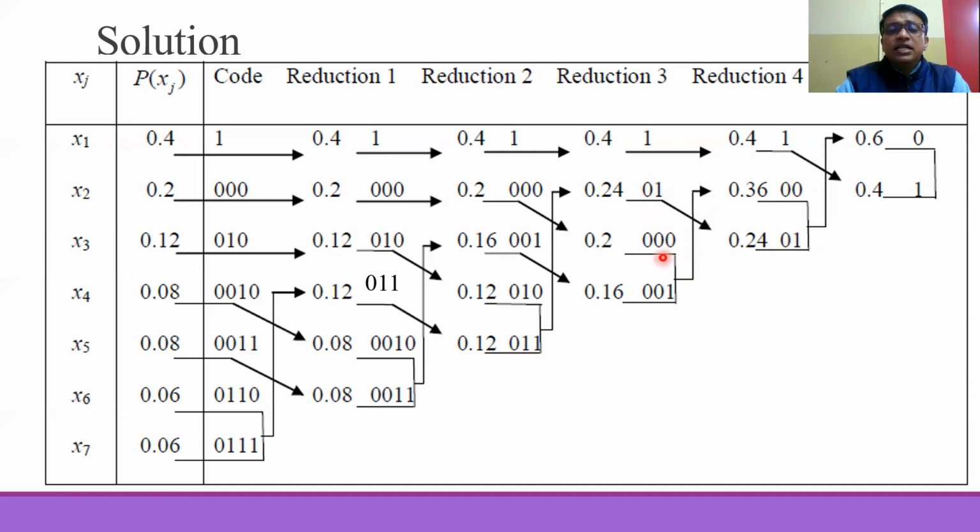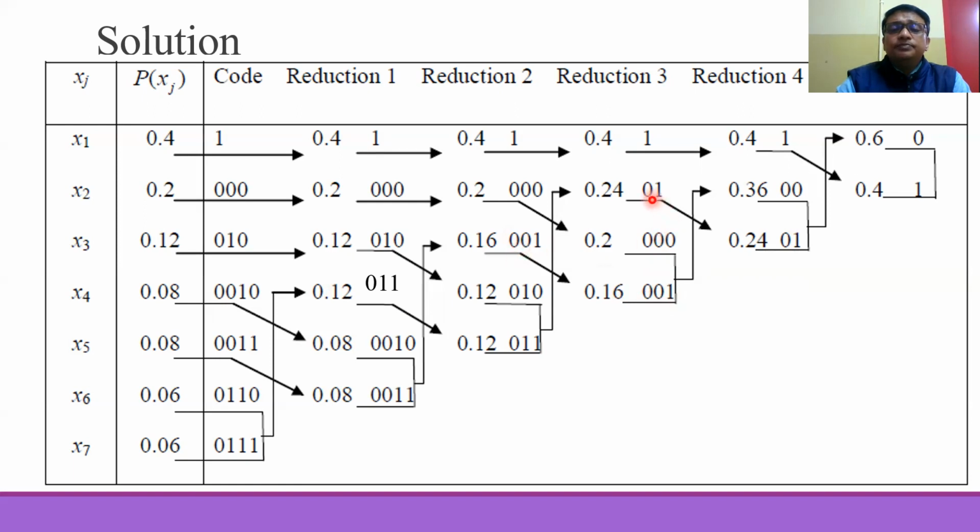Now you can see this 0.2 has a value of 0 0 0. This has originated from this, so this will be 0 0 0. So ultimately this x2 will have the code of 0 0 0. Similarly, this one has come from here, so it is 0 0 1.